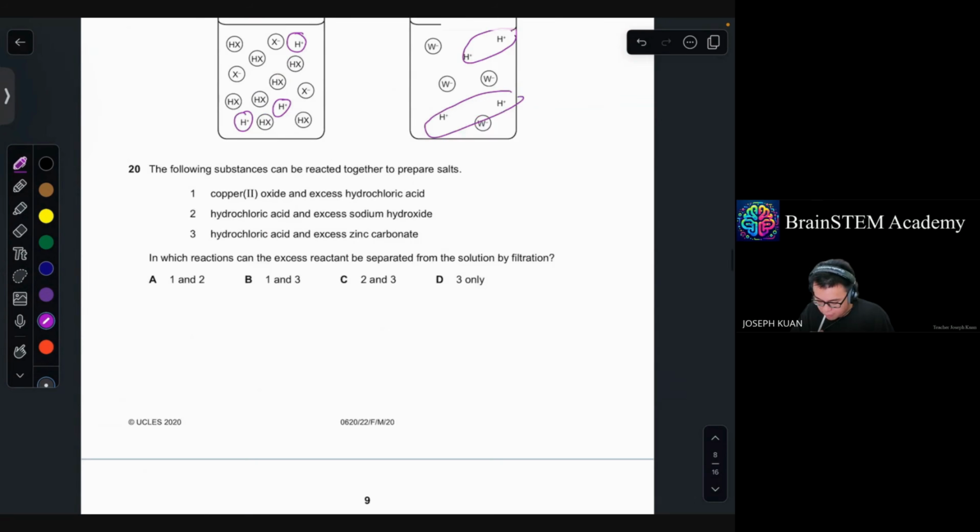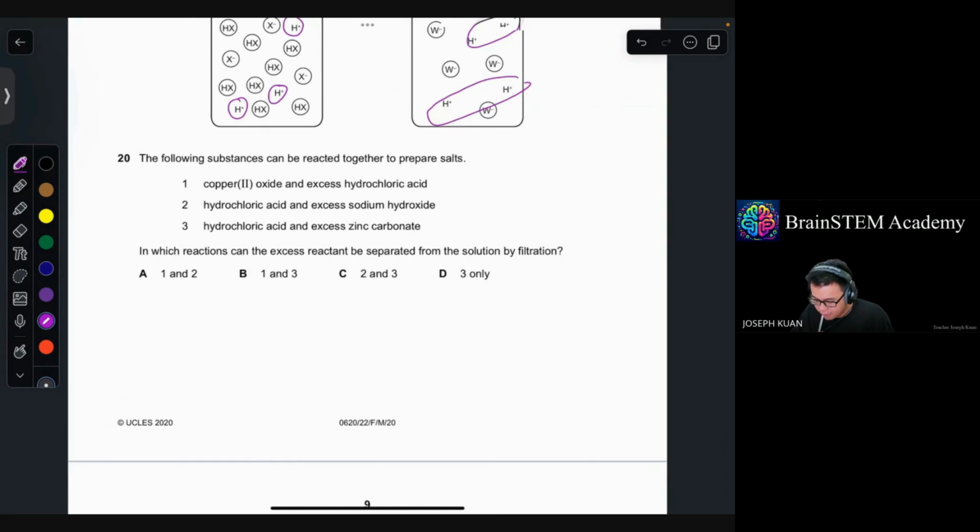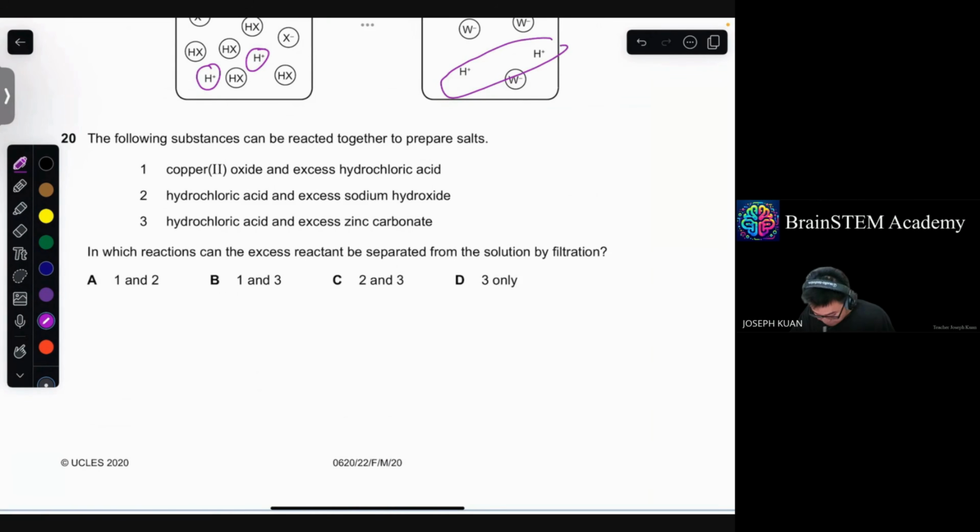All right, moving on to number 20. The following substances can be reacted together to prepare salts. 1. Copper 2 oxide and excess hydrochloric acid. 2. Hydrochloric acid and excess sodium hydroxide. 3. Hydrochloric acid and excess zinc carbonate. In which reactions can the excess reactant be separated from the solution by filtration?